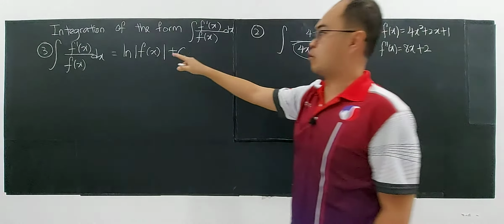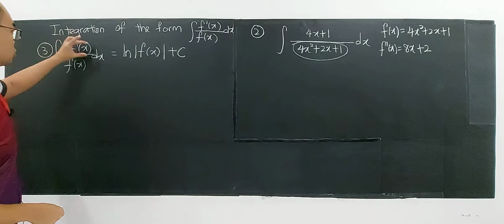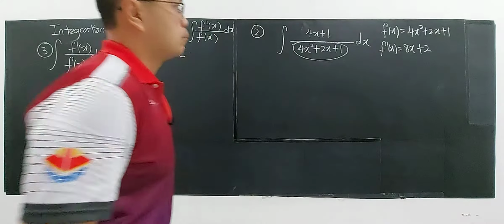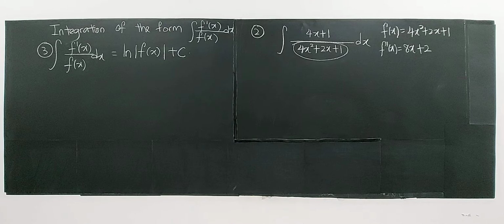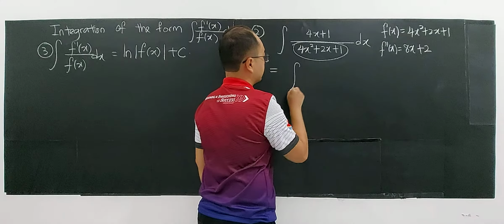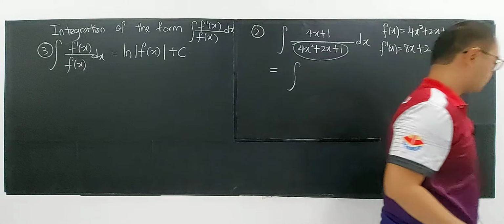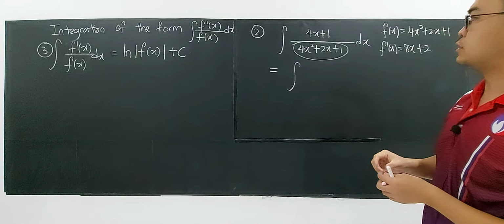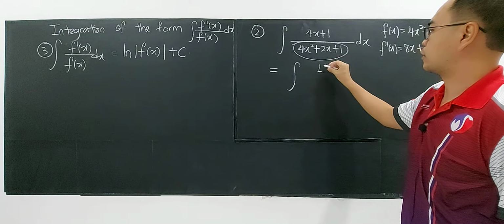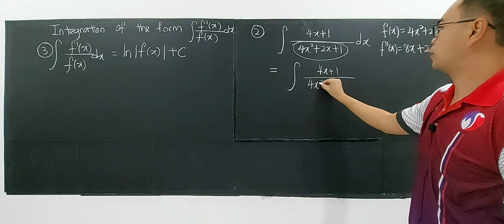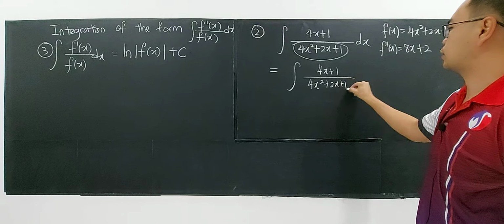So if you want to apply this formula, you must have f prime x on top. But this is 4x plus 1 on top, and the denominator's derivative is 8x plus 2. But we can modify this so that we can apply the formula. Alright, pay attention here. If you want to get 8x plus 2, I just need to multiply. I write it back: the integral of 4x plus 1 over 4x squared plus 2x plus 1 dx.